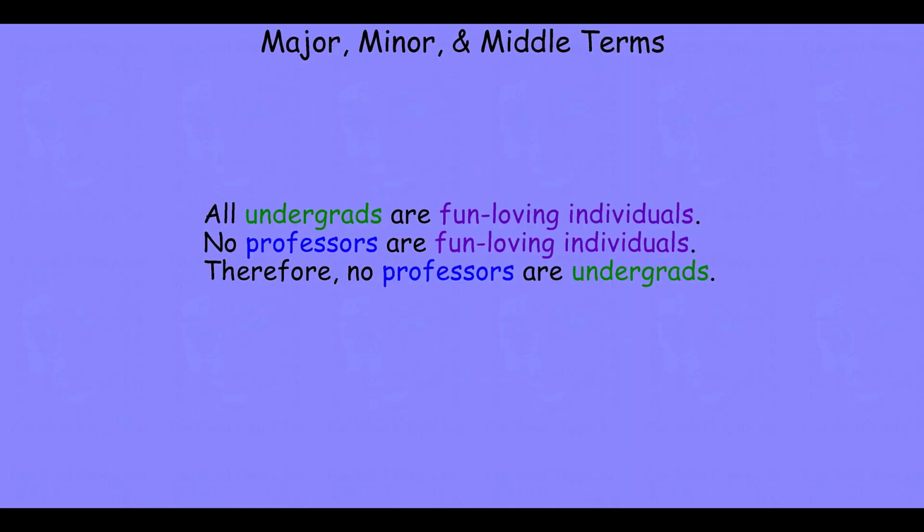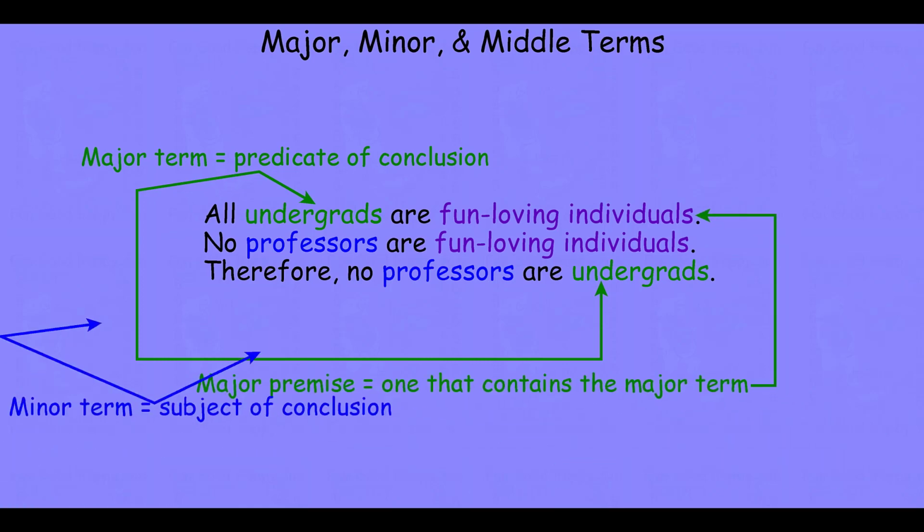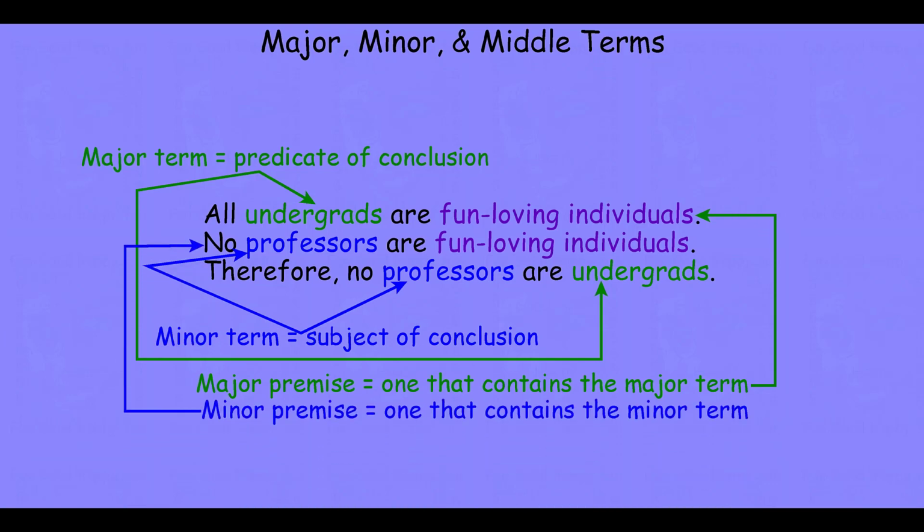Let's take a look at a standard form categorical syllogism. We'll notice that the major term, the predicate of the conclusion, is also in the first premise, the major premise. The minor term, the subject of the conclusion, is also in the second premise, the minor premise. And the 2 terms are related through a middle or bridging term that occurs in both premises. So the structure of our categorical syllogism is that we are relating our minor term to our major term. It's included in or excluded from that major term in virtue of their relationships to that middle or bridging term.